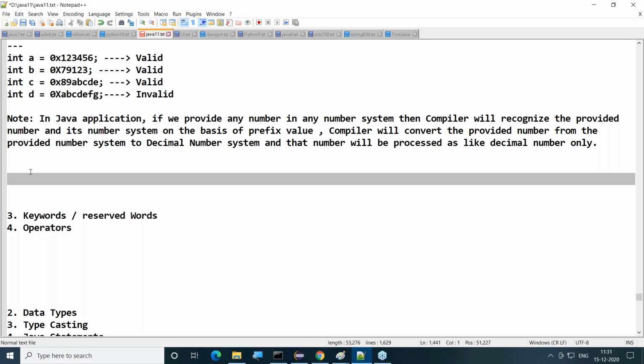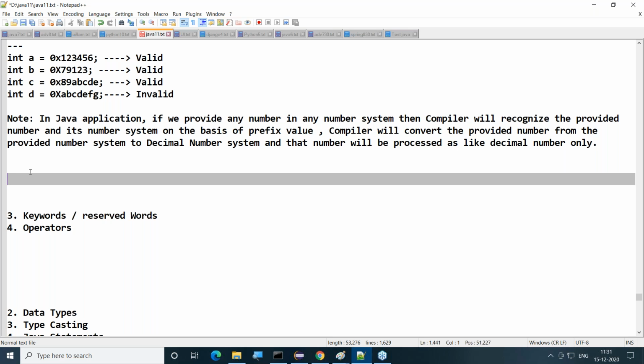Hexadecimal number system: 0 small x or 0 capital X. I'm not asking about input alphabet, I'm just asking about prefix values, right? Hexadecimal number system, 0 small x or 0 capital X.